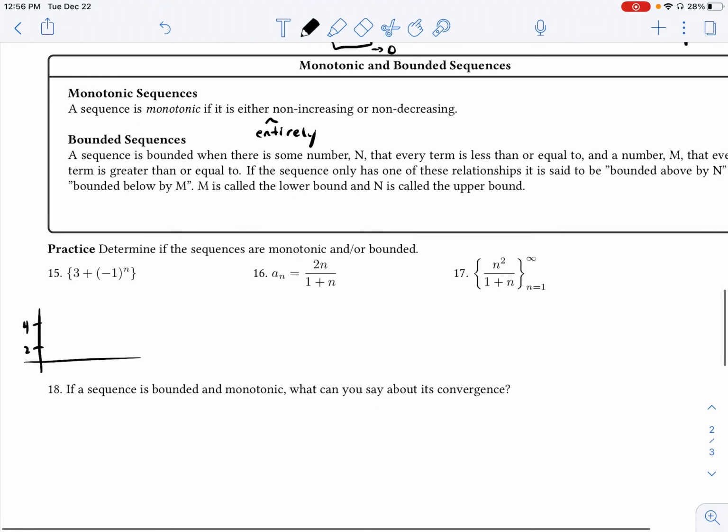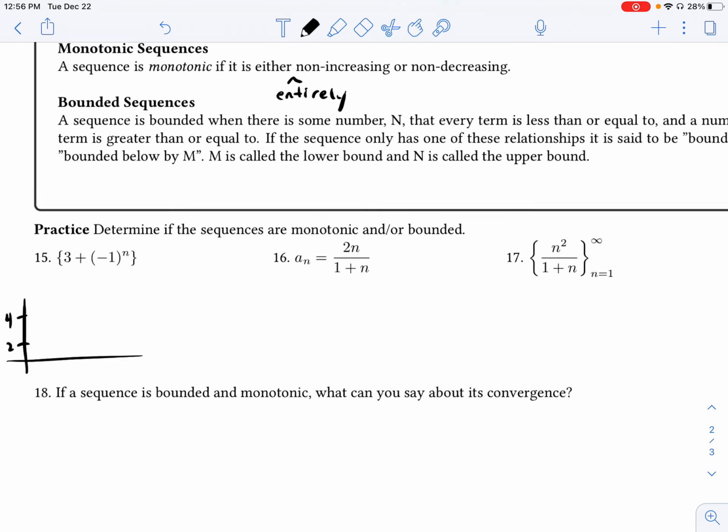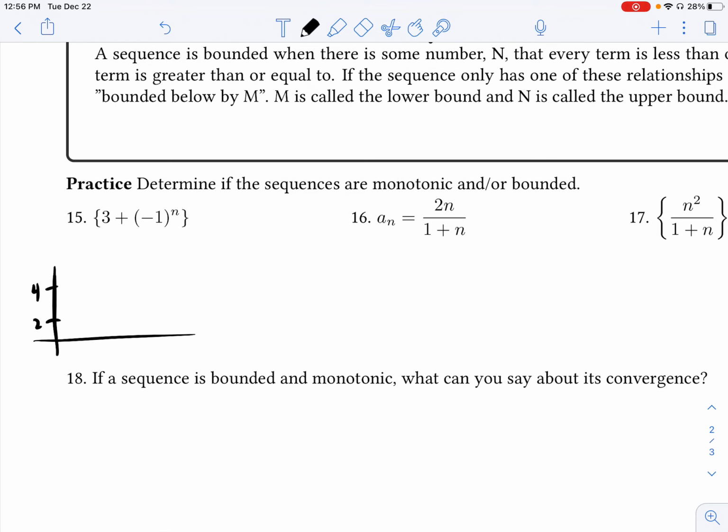So let's look at a couple of sequences here, and let's determine one, if they are monotonic, and two, if they are bounded, and then let's see if we can get some conclusions from that. Looking at 3 plus -1 to the n power, let's look at the first couple of terms. When n is equal to 1, that's going to be 3 plus -1, which is 2. When n is equal to 2, that's going to give us +1, so 3 plus +1 is 4. That -1 to the n means it's going to alternate back and forth between -1 and +1, so the terms in our sequence are going to go back and forth between 2 and 4.